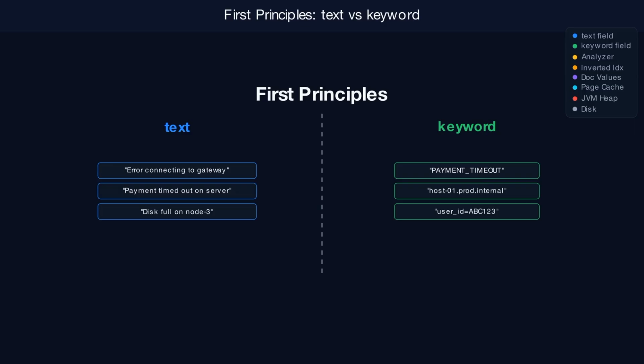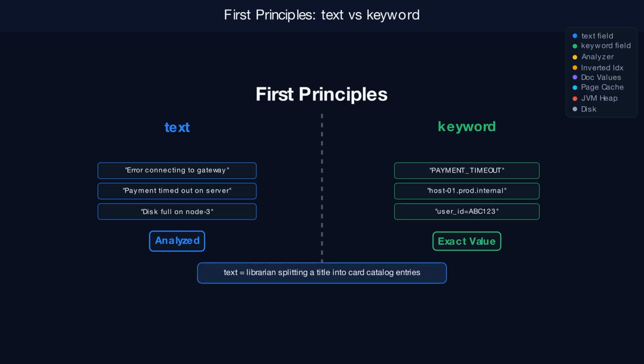A text field is designed for full-text search. It is analyzed, meaning the input string is broken into individual searchable terms by an analyzer. Think of it like a librarian who takes a book title, breaks it into individual words, and files each word in a card catalog so you can find the book by any single word.